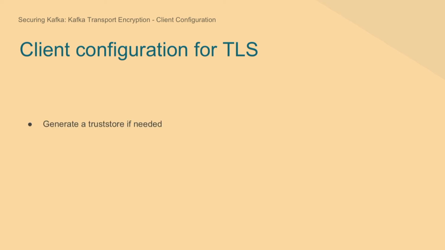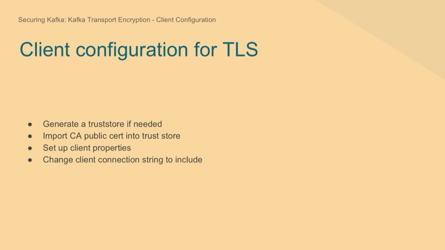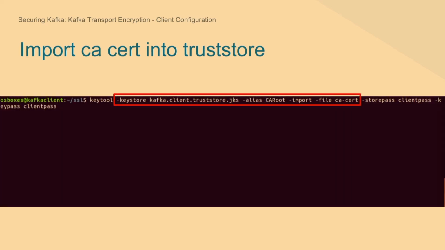On my client, I just need to generate a trust store here, so only a trust store in this first step, unless I'm doing mutual TLS, and we'll get to that. I'm going to import the CA public cert into that trust store. What that allows me to do is confirm that the signed cert was signed by my trusted CA, and keep that chain of trust. The next thing that I want to do is set up the client properties, and then change my connection information to include those client properties in them.